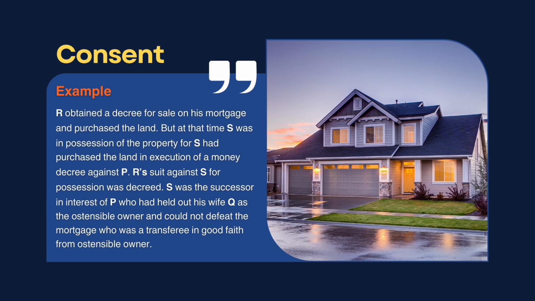Now, S was the successor in interest of P, who had held out his wife Q as the ostensible owner, and therefore S could not defeat the mortgagee, who was a transferee in good faith from the ostensible owner herself.